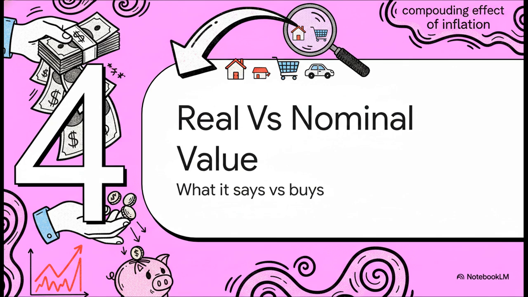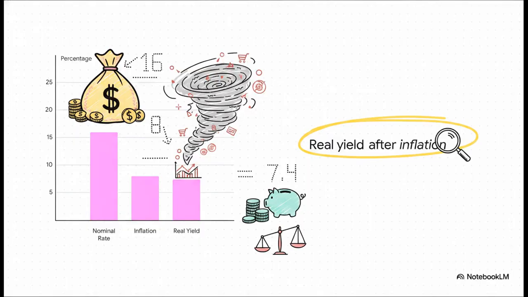Section 4. Real versus nominal value, what money says versus what it buys. Now notice the really revealing difference here. Let's say a bank offers you a nominal deposit rate of 16%. I mean, that sounds amazing, right? But hold on a second. If the inflation rate is 8%, you aren't actually getting 16% richer. Using a mathematical concept called the Fisher equation, which adjusts for compounding, your 16% yield minus 8% inflation actually leaves you with a real yield of only about 7.4%.